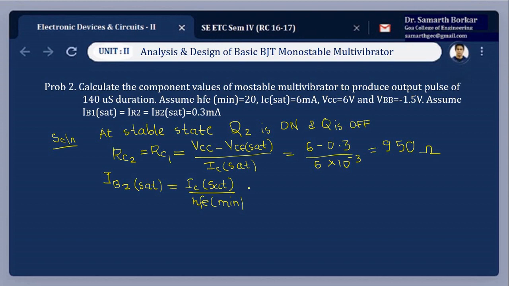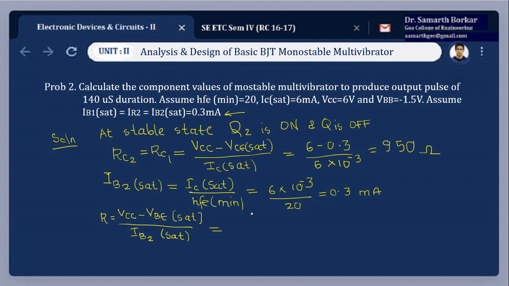To make the transistor on, we have to have this minimum value satisfied. So let us substitute. IC saturation is again 6 into 10 to the power minus 3 divided by 20. So it is 0.3 milliamperes, which is given in the problem statement. Also, IB1 set is 0.3 milliamperes. So we have cross verified this value. Now with this information, we can calculate the value of R. So R equals VCC minus VBE set divided by IB2 set.